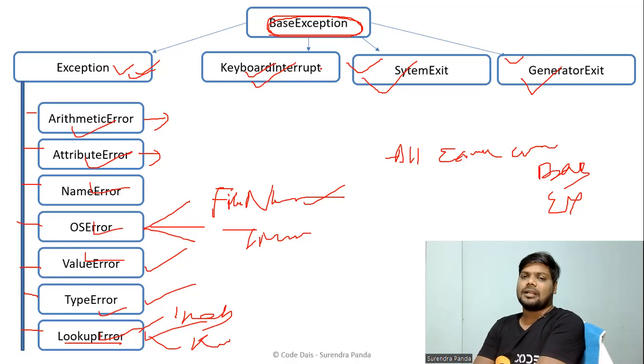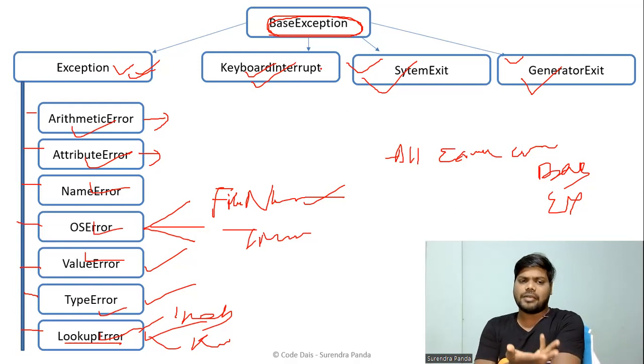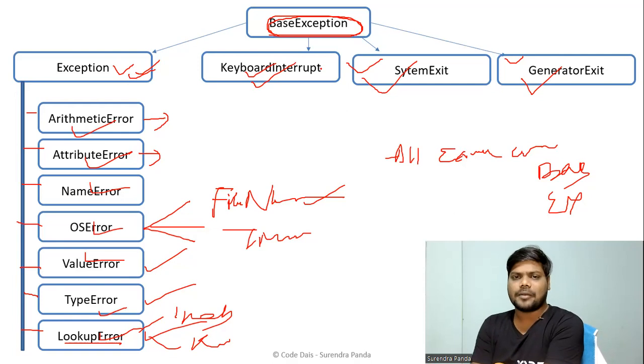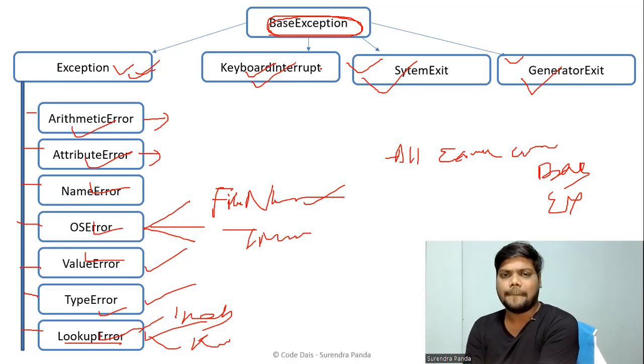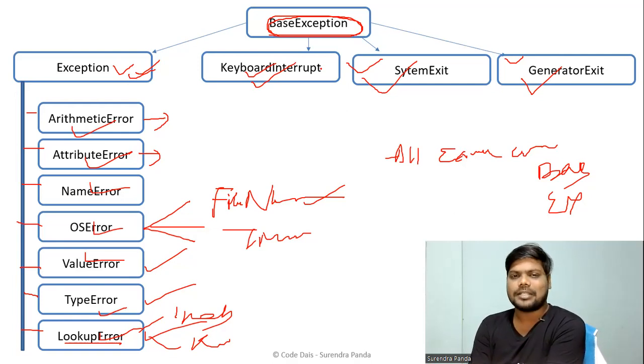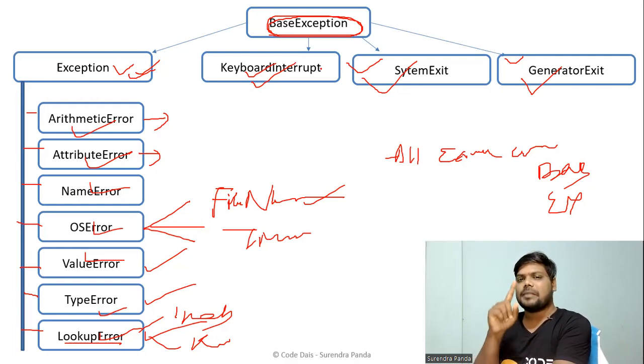If you want to work with TypeError, you have to write TypeError. We'll cover this practically with try, except, finally and the raise keyword. We'll discuss everything practically so that you get clarity. So in this video I covered just two points. The first point is the default exception handling.